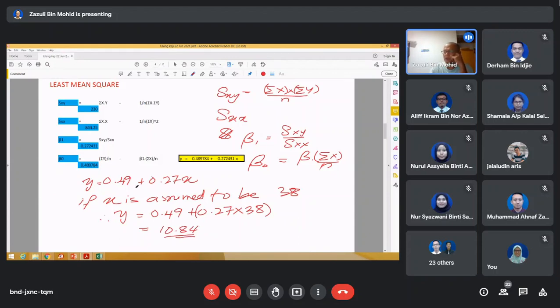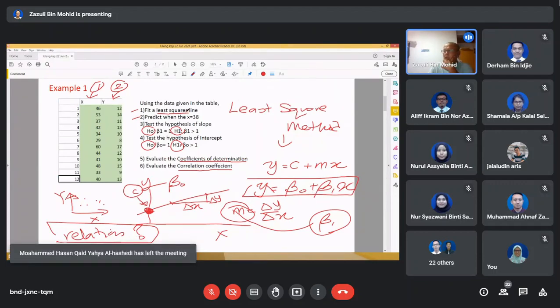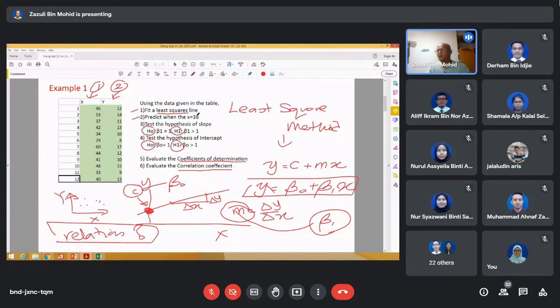So this is for deriving the equation for the least square lines, and also to predict the value of y when x is 38. Okay, because we don't have 38 here. When x is 37, the value is 11. Okay, when x is 37, y is 11. But when x is 38, y equals to what? So this is the function of the equation here.